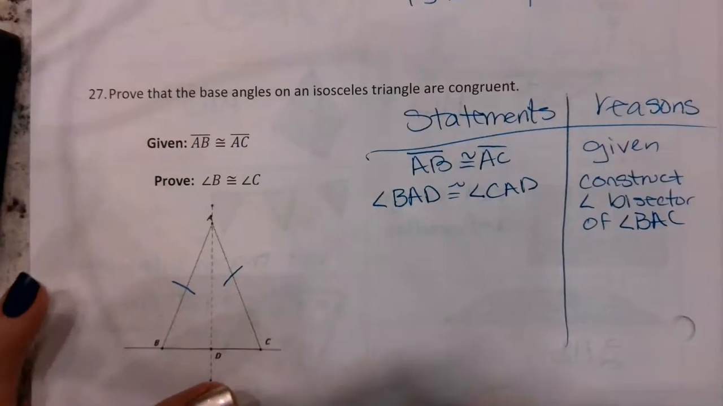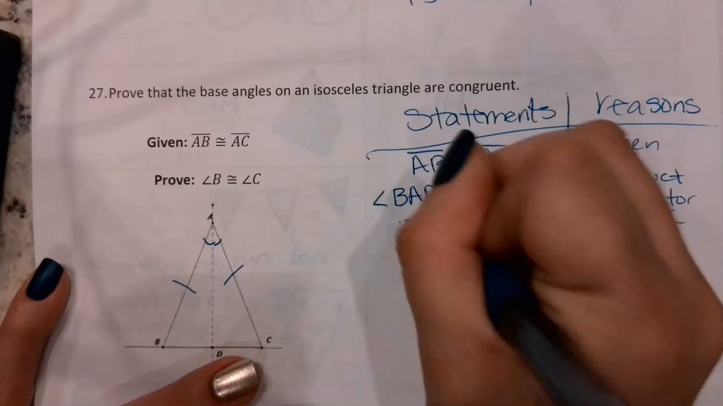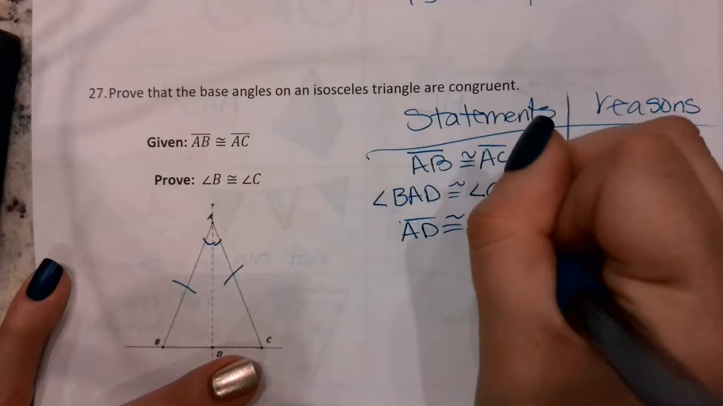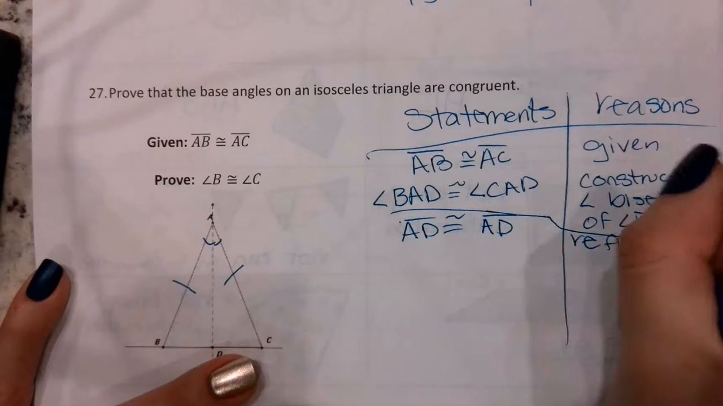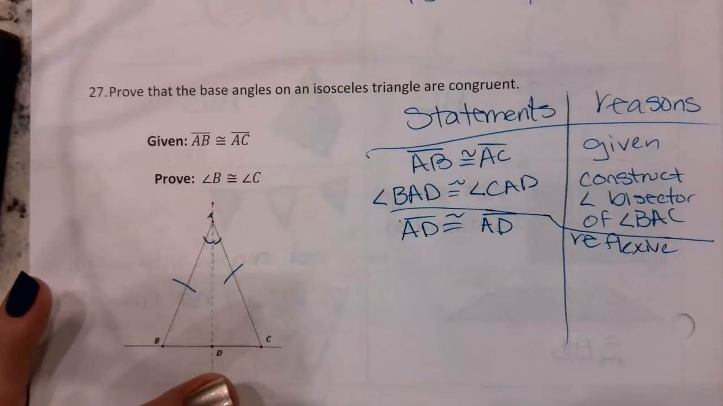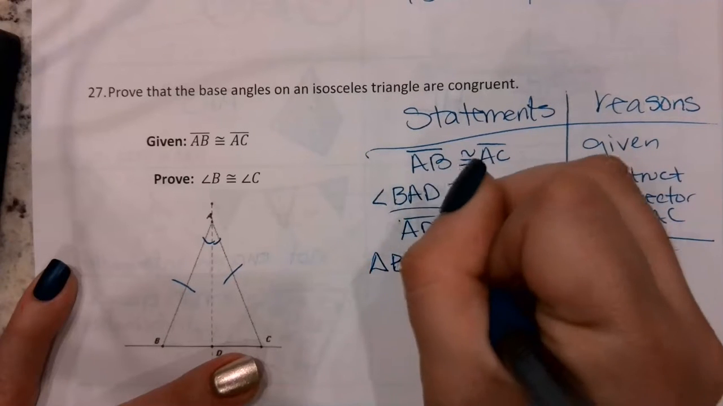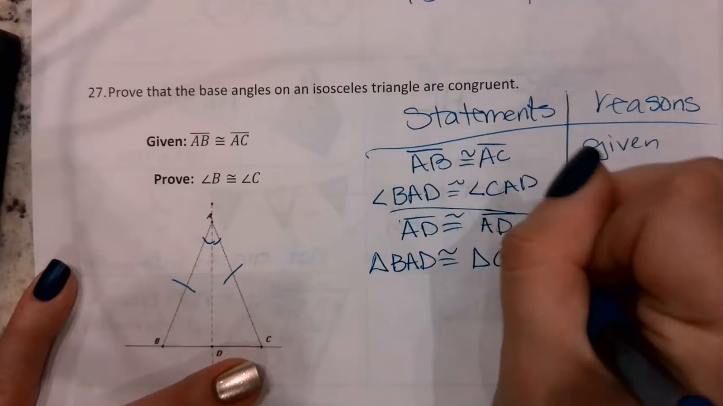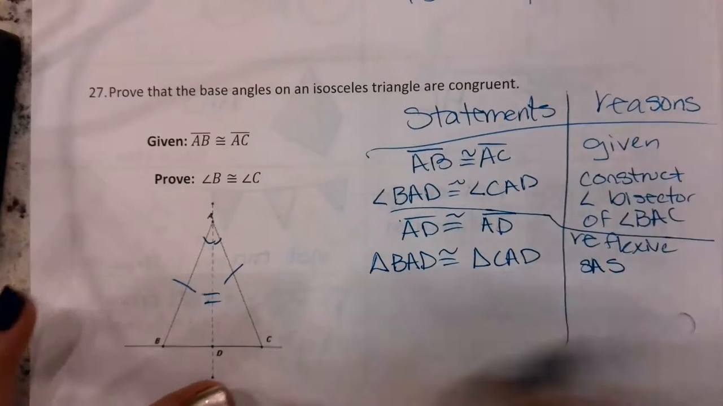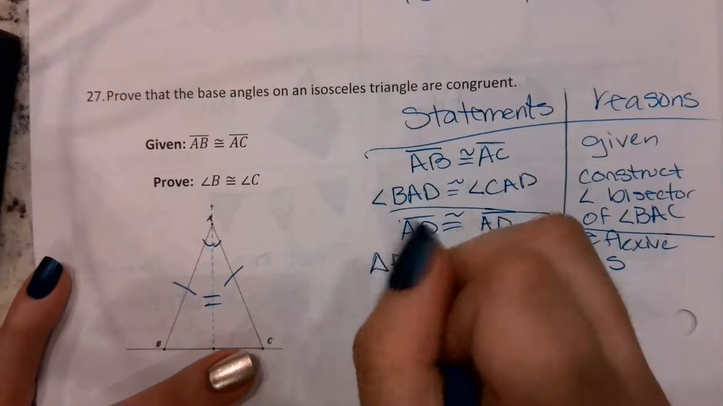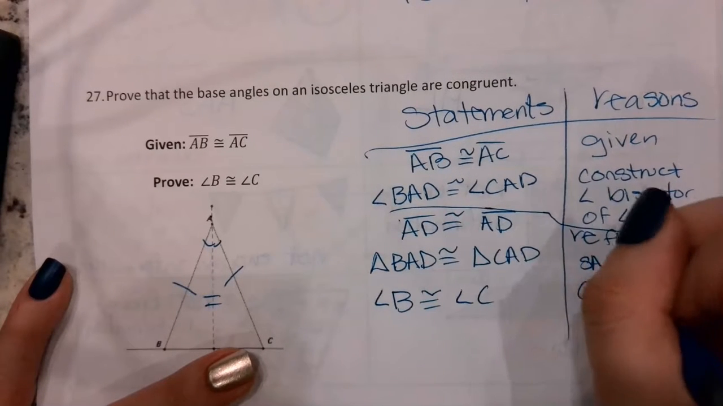Okay, then I have AD is congruent to AD by reflexive. Then I have triangle BAD is congruent to triangle CAD because I have three pieces of information now. So this is side angle side. And I wanted to prove angle B is congruent to angle C. So I'm not done. I have one more step. And this is by CPCTC.